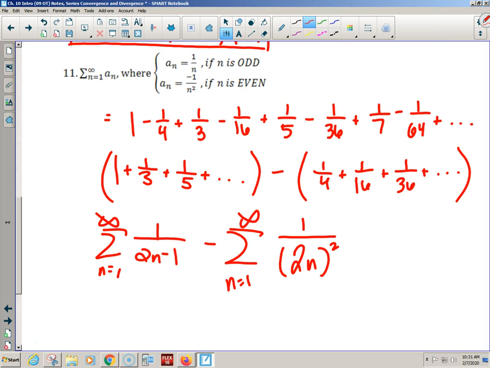Now, if it was divergent minus divergent, I'd be in some hot water, because it's like infinity minus infinity. Who's stronger? Do they cancel out? I don't know. That I couldn't say. But infinite minus finite, still infinite.